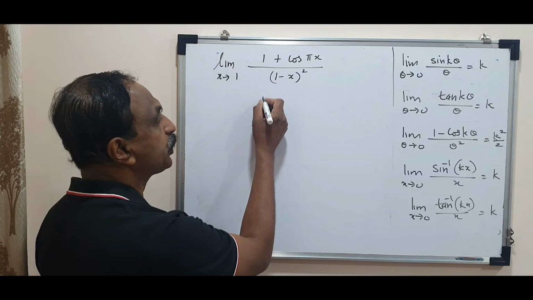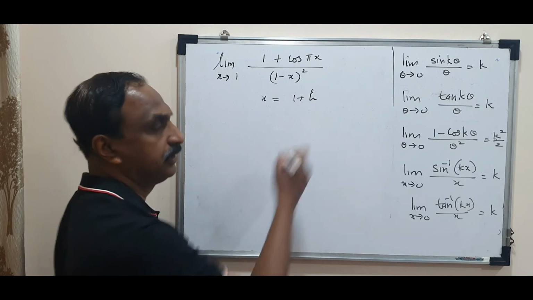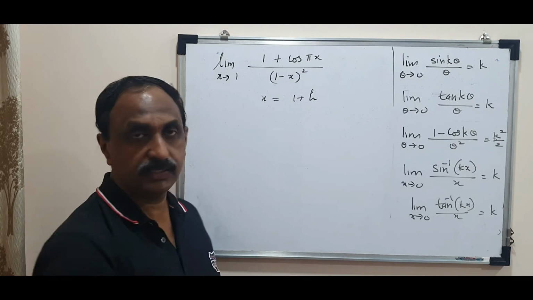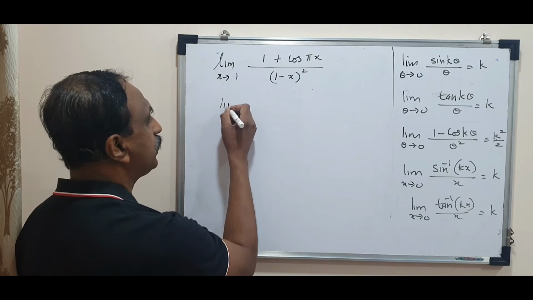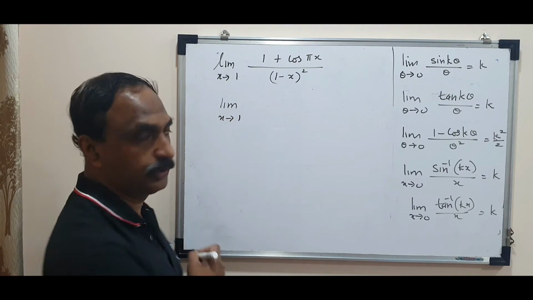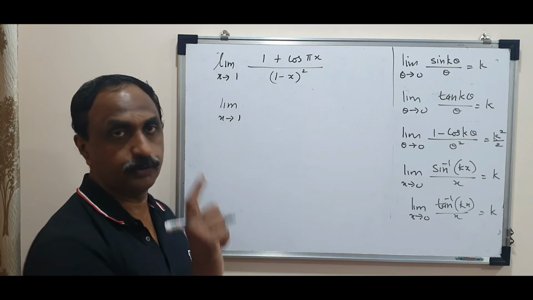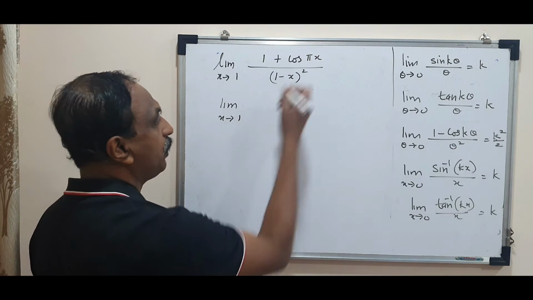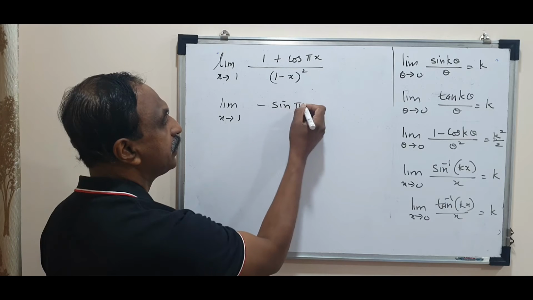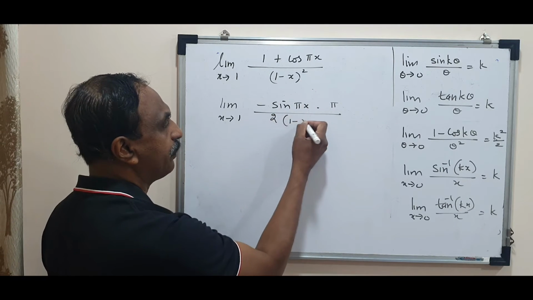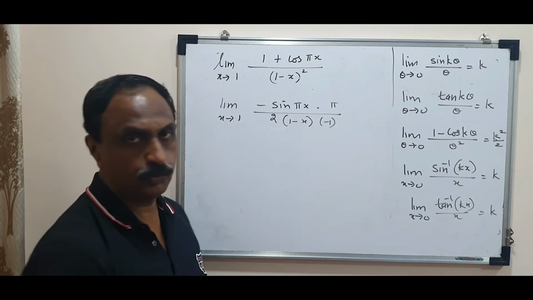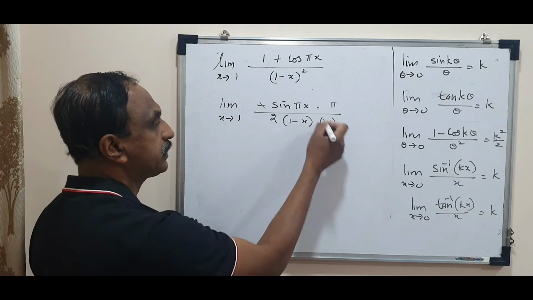If you are doing substitution, you have to put x as 1 plus h, replace x by 1 plus h, and you can calculate it. This is one technique. Second method is just do the derivative method. I prefer you to do the derivative method as long as the power is up to 2. The derivative of this will be minus sine pi x into pi. And the denominator derivative is 2 into 1 minus x into minus 1. When you do the derivative, be careful about all these minus signs.